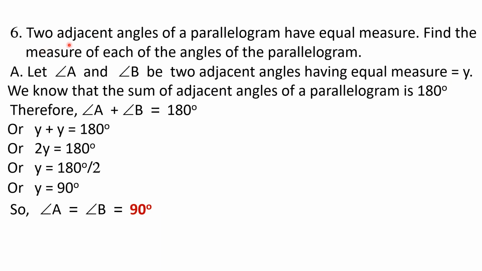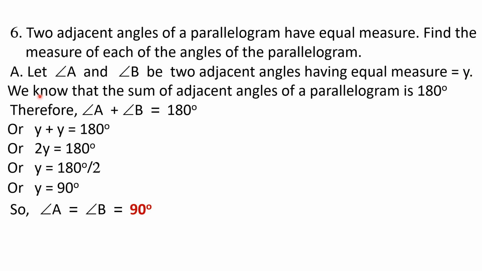Question number 6 is: two adjacent angles of a parallelogram have equal measure. Find the measure of each of the angles of the parallelogram. So answer goes like this. Let angle A and angle B be two adjacent angles having equal measure, equal to y. I have chosen the variable as y. You can take it as x or p or q or m, a, b, c, whatever you feel like.